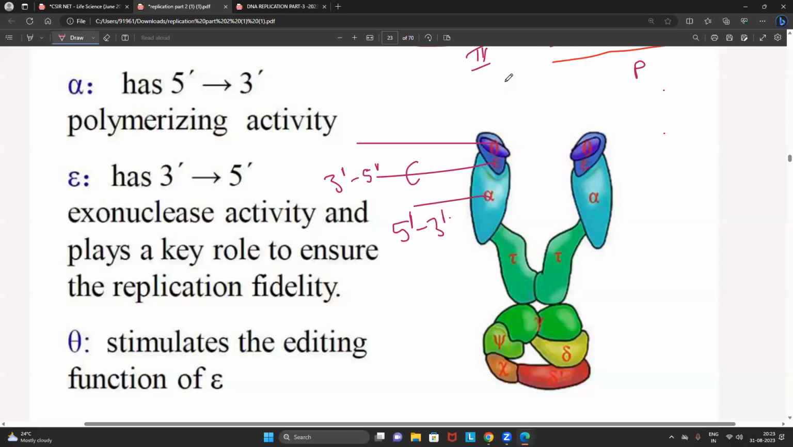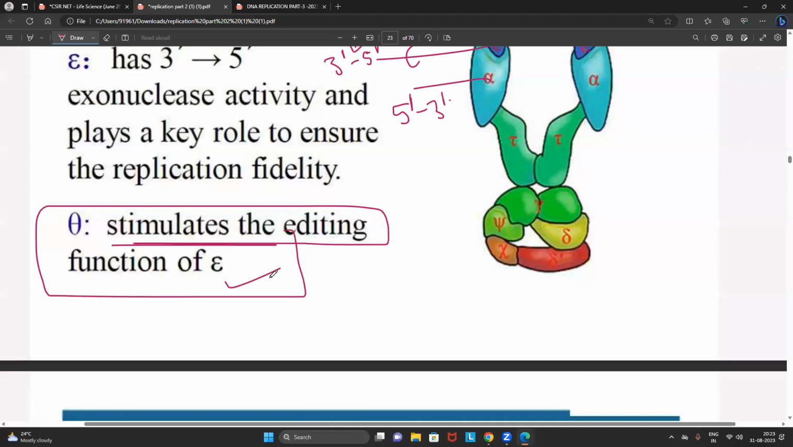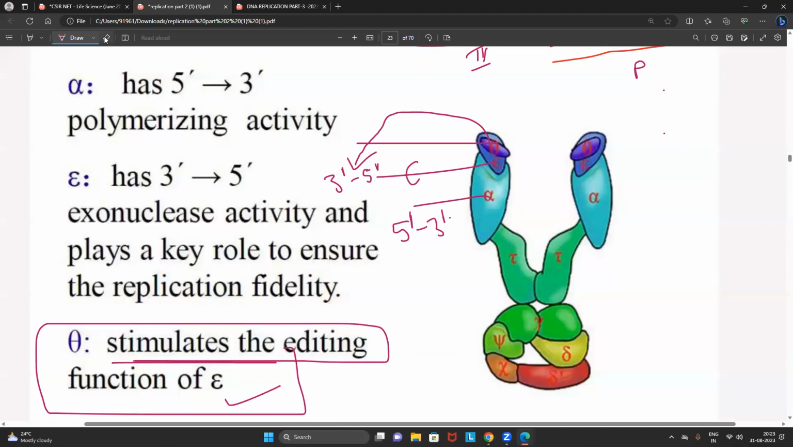Theta doesn't get involved in the proofreading or in the polymerization. Theta will just help the epsilon. That's all. See what we have written? Theta stimulates the editing function of the epsilon. Always remember this particular statement.